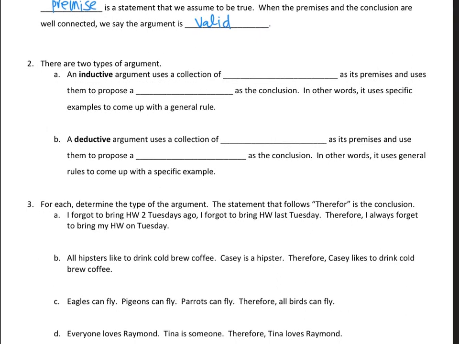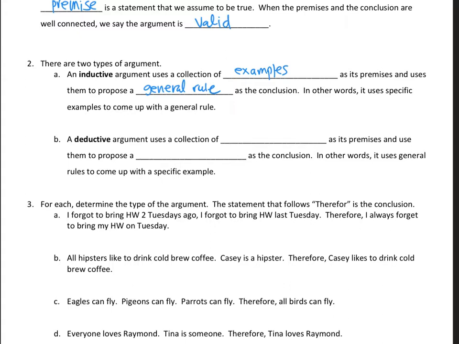There are two types of argument. First is inductive argument. An inductive argument uses a collection of examples as its premises and uses them to propose a general rule as a conclusion. In other words, it uses specific examples to come up with a general rule. So that's one way of thinking about argument. A bunch of examples, and from there we're going to come up with a general rule.